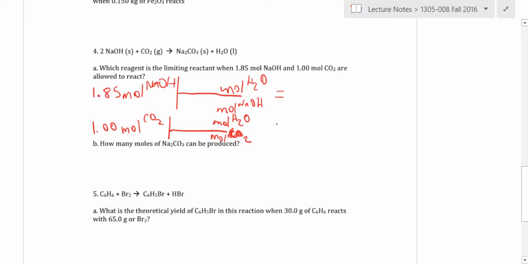You're going to get 2 different answers. Whichever one is the lowest is your limiting reagent. Okay, use that one here in B. So whichever one is the lowest, use it in B to determine how many moles of Na2CO3 can be produced. Okay? Okay, so that's what you're going to do there.